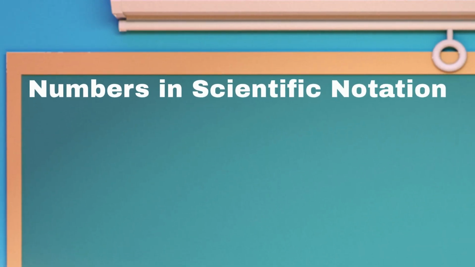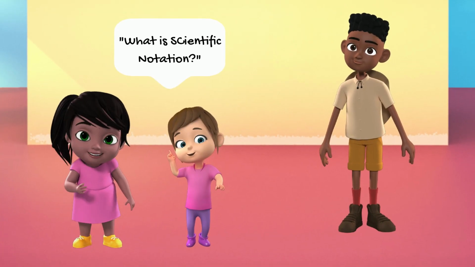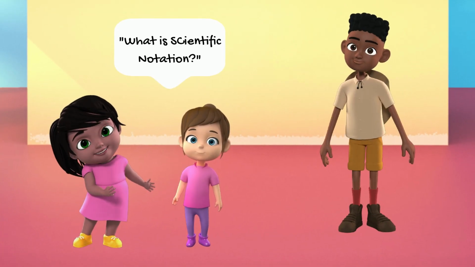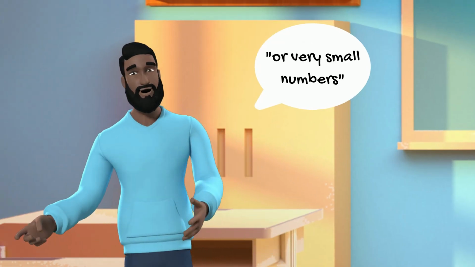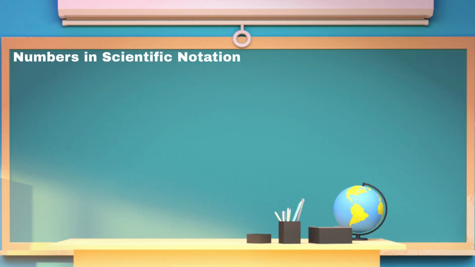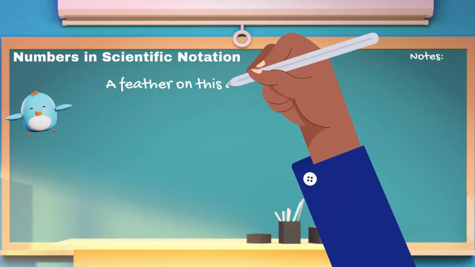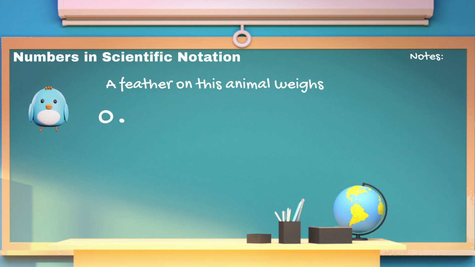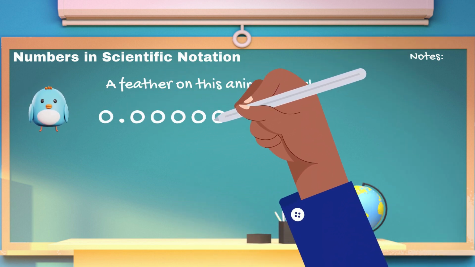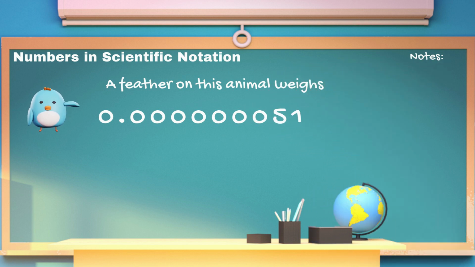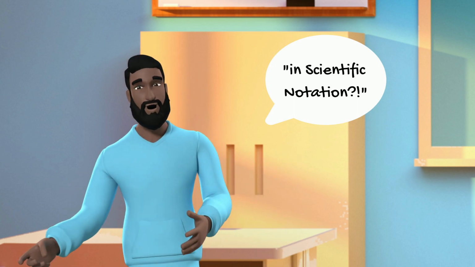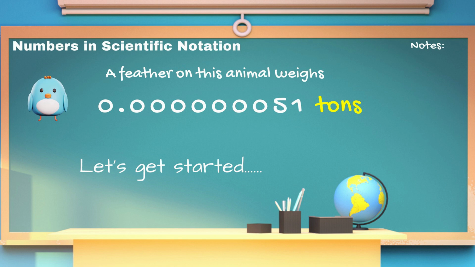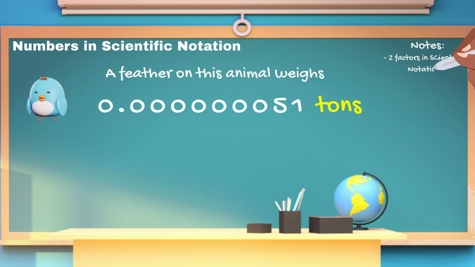Today, we're going to look at how to place numbers in scientific notation. What is scientific notation? It is a way of writing very large numbers or very small numbers. For example, a feather on this animal weighs 0.000000051 tons. How can we write this very small number in scientific notation? Let's get started. There are two parts to writing a number in scientific notation.